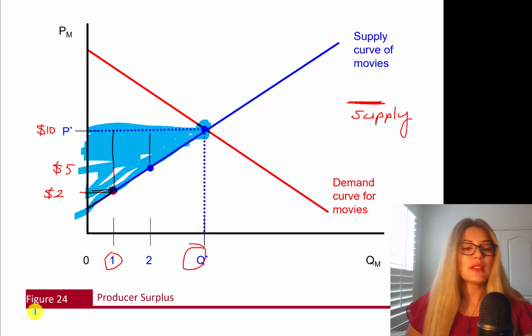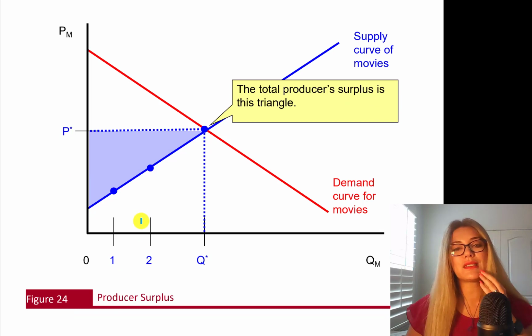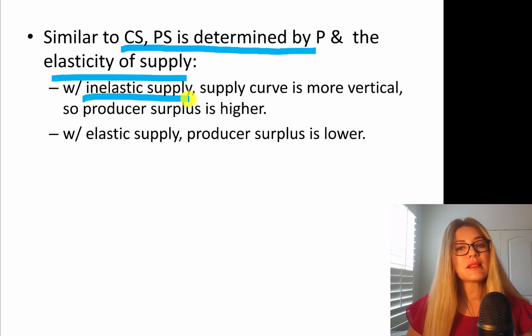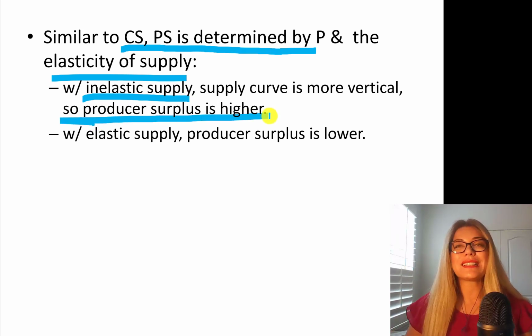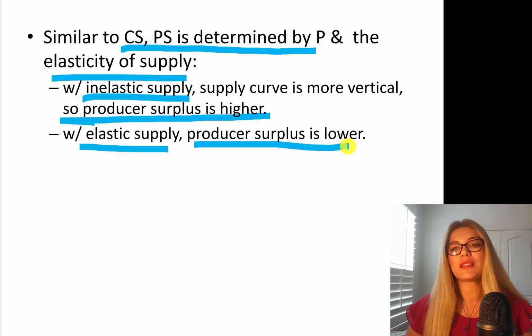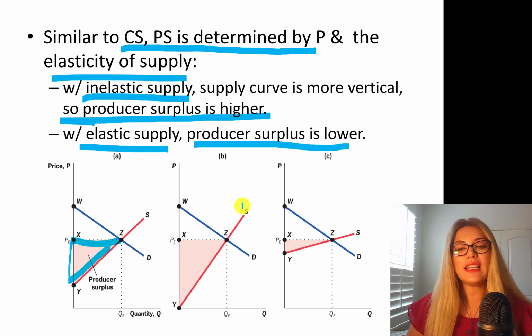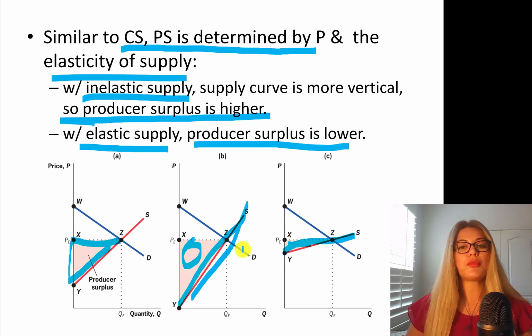Total producer surplus is this triangle. Similar to consumer surplus, producer surplus is determined by the price and the elasticity of supply. With an inelastic supply curve, inelastic meaning a more vertical curve, producer surplus is higher. With elastic supply, which is a flatter supply curve, producer surplus is lower. So this is the initial example we talked about. More inelastic, steeper supply curve, you have a larger producer surplus. More elastic, flatter, you have a smaller producer surplus.